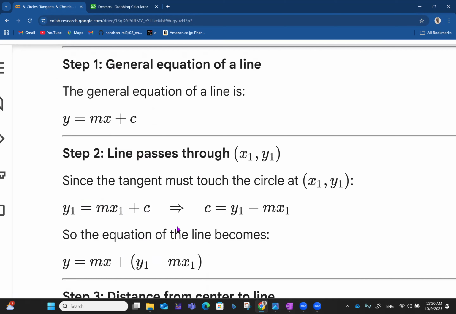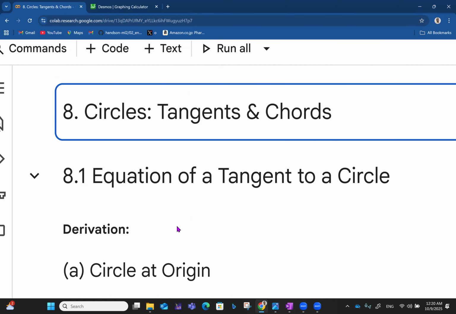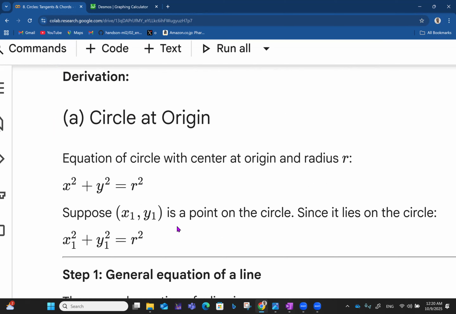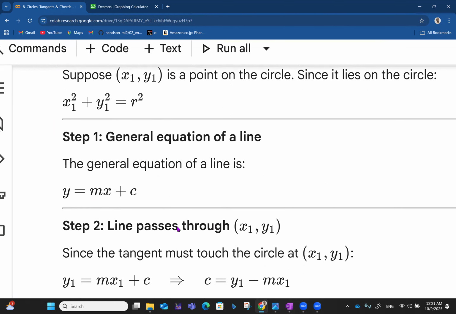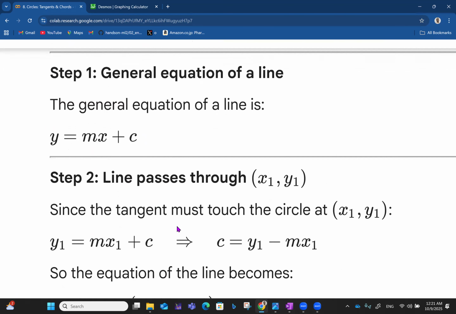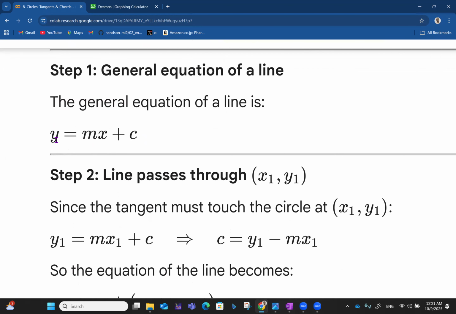Then we go to step 1, the general equation of a line. We're talking about the equation of a tangent to a circle, and from what I showed you, a tangent is a line that touches the circle at a point. That's why we're talking about the equation of a line, and previously we talked about lines. So the general equation of a line is y equals mx plus c, where m is the slope and c is the y-intercept.